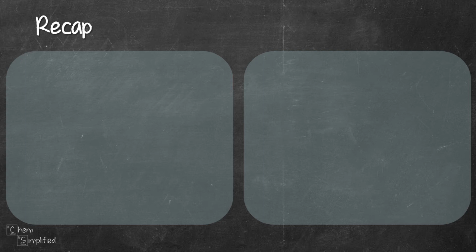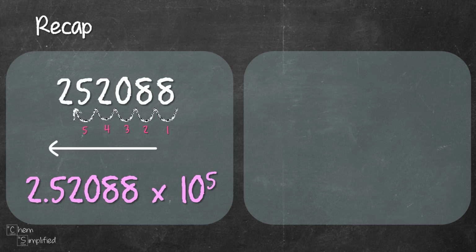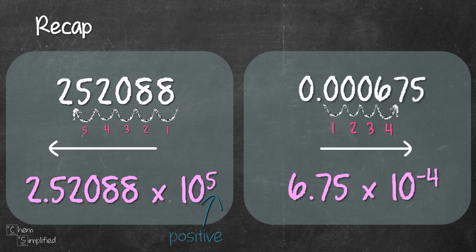To recap, when going from standard to scientific notation, for large numbers, we move the decimal to the left, we count the number of places that we move, and then we write that number in positive exponent. For smaller number, we move the decimal to the right, count the number of places moved, and we write that number in negative exponent. To convert from scientific to standard notation, we simply work backwards.